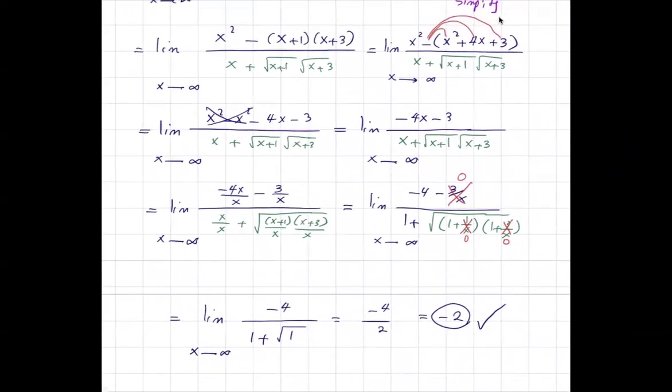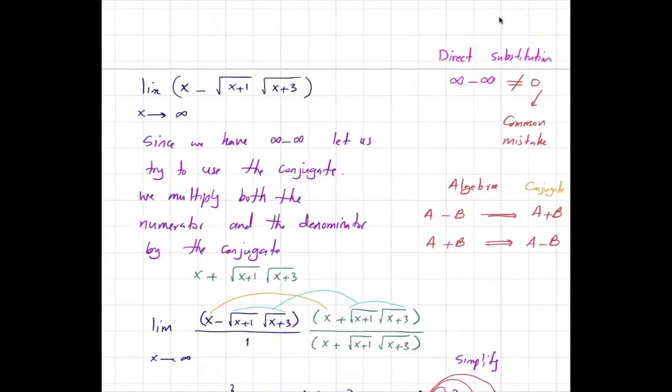Let's go back up there and summarize this a little bit. So we are trying to find the limit of x minus square root of x plus 1 times square root of x plus 3. If you use direct substitution, it gives you the infinity minus infinity indeterminate form. It's not equal to 0. It's a common mistake for students on the exam. They say, hey, infinity minus infinity is equal to 0. Nope, it's not. Infinity minus infinity is called an indeterminate form.